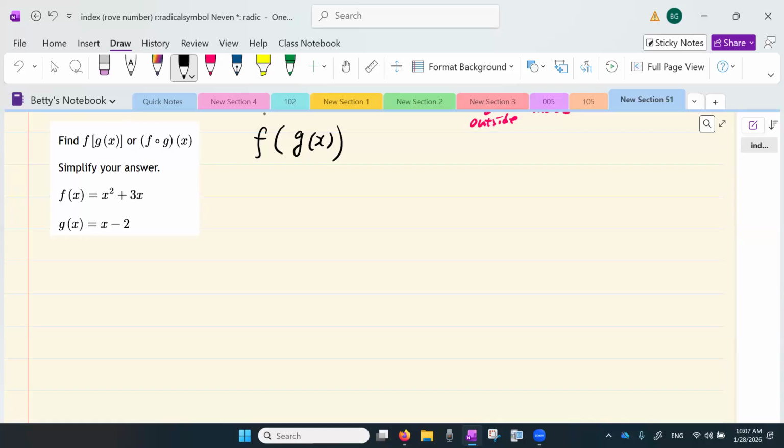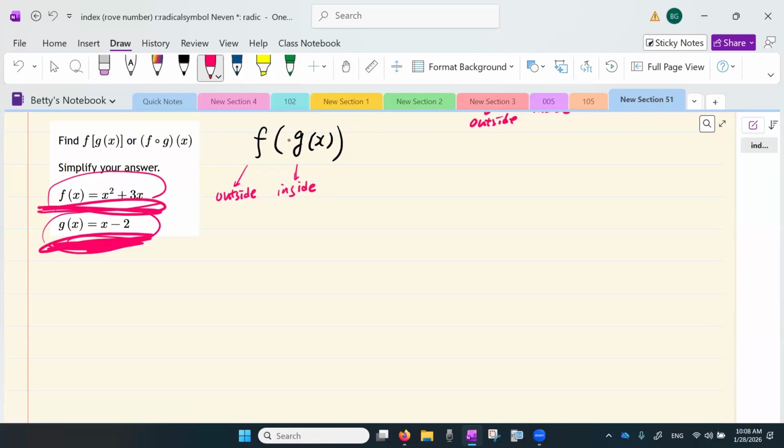What are we looking for? We are looking for F of G of X. We're looking for this composite function. The inside function is G, because it's closer to X. The outside function is F, because it's a little bit further away. Both F and G are given as equations. As we can see, the inside function G is a linear function, a straight line. The outside function F is a quadratic function, a parabola.